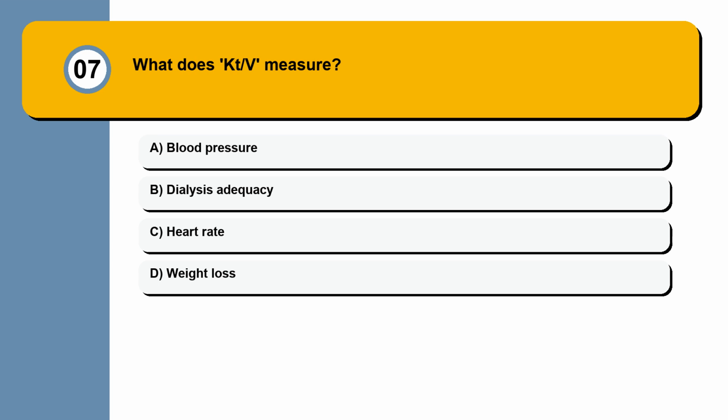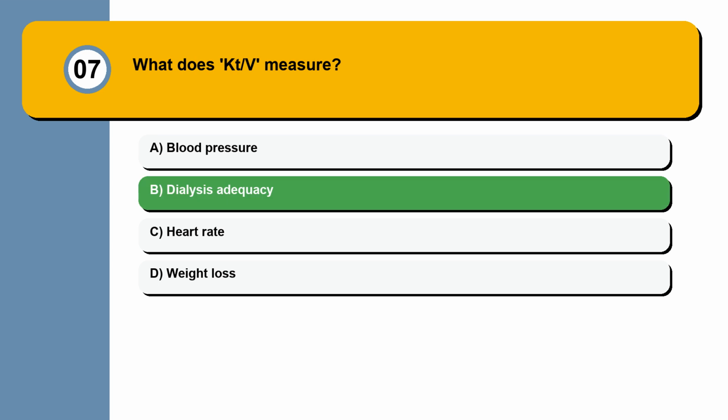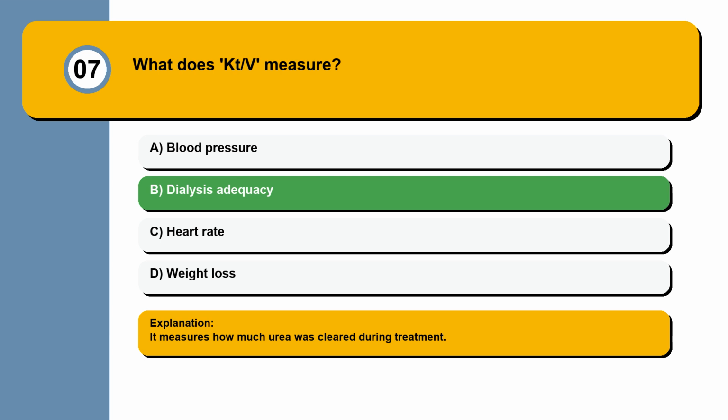Question 7. What does Kt/V measure? Blood pressure, dialysis adequacy, heart rate, weight loss. It measures how much urea was cleared during treatment.